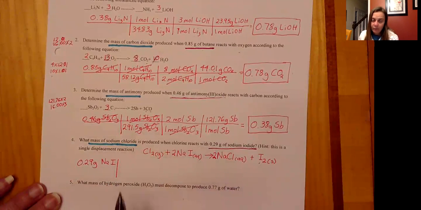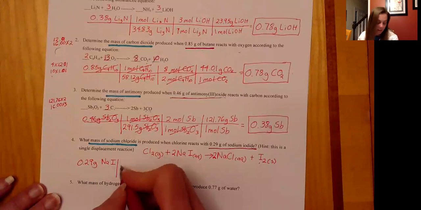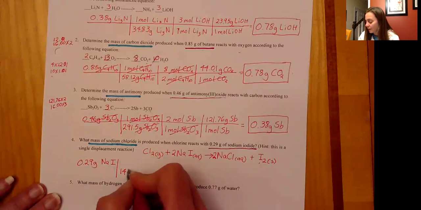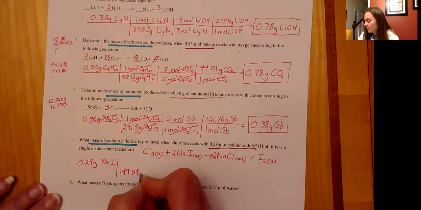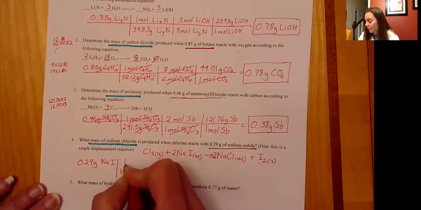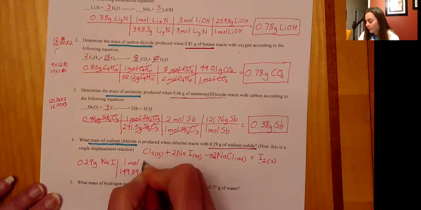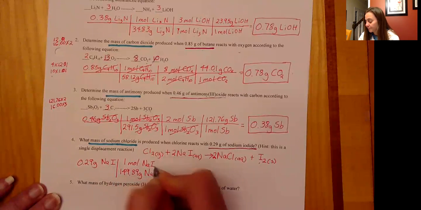And as before, I'm trying to go from grams to moles. I'm going to turn to my periodic table. I'm going to add up the mass of sodium and the mass of iodine. And I'm going to find that the mass of sodium iodide is 149.89 grams of sodium iodide in 1 mole of sodium iodide.